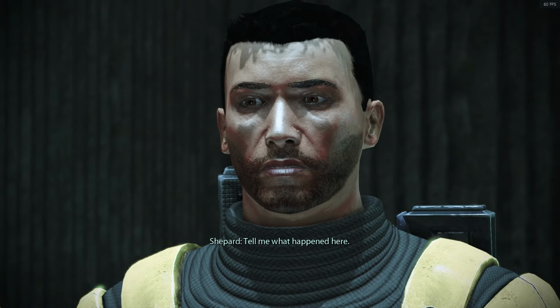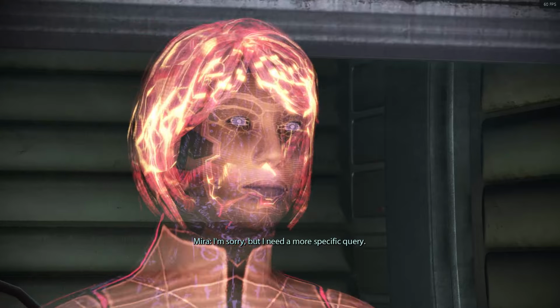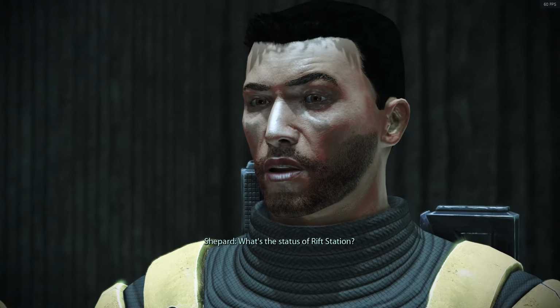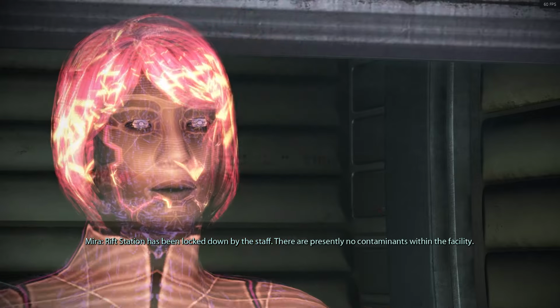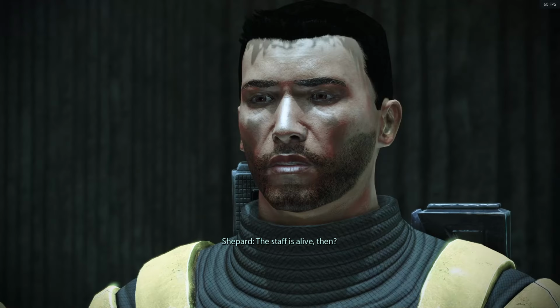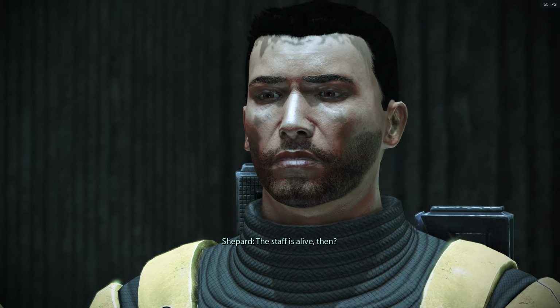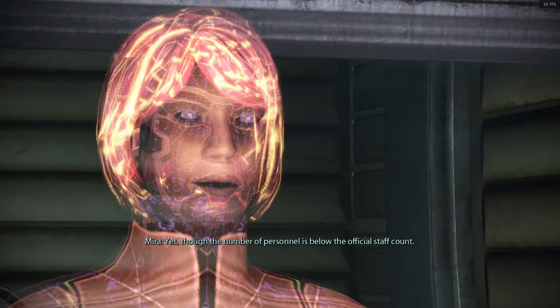Tell me what happened here. I'm sorry, but I need a more specific query. What's the status of Rift Station? Rift Station has been locked down by the staff. There are presently no contaminants within the facility. The staff is alive then? Yes, though the number of personnel is below the official staff count.